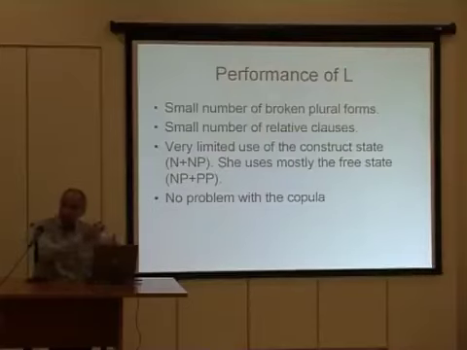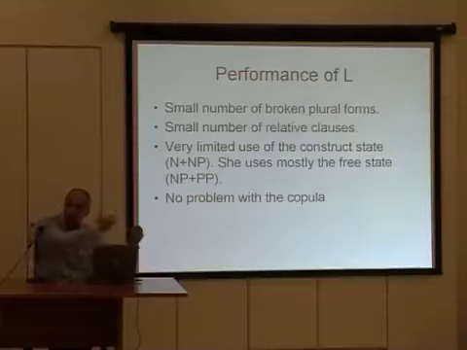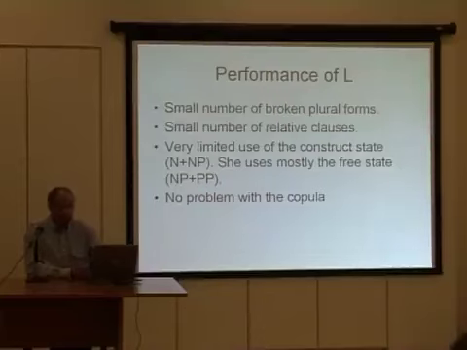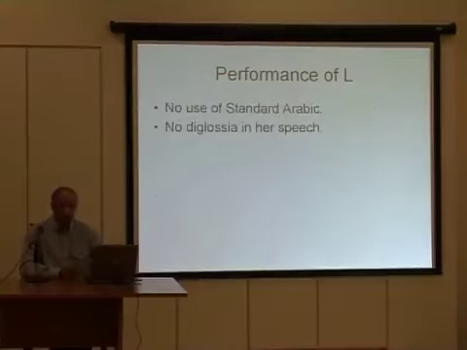You have to keep track of what is being adjoined, what things were mentioned early, and refer back to them later. So there is a complex process going on there. Very limited use of the construct state. For example, instead of kitab al-walad, you will probably use the free state, which is more analytic. No problem with the copula; for example, they will not use the verb kana in the present tense because they don't use it. No use of standard Arabic.